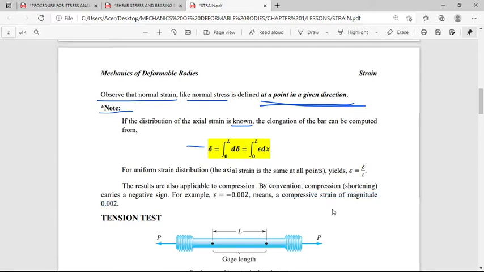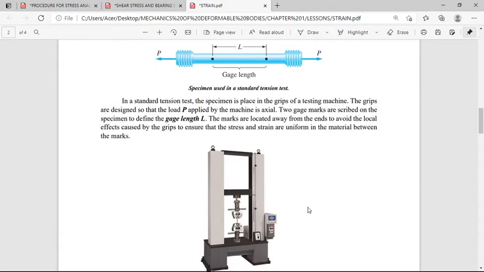Kasi 'di ba ang principle lang naman ng tension and compression ay magkabaliktad. Okay? So sign conventions lang ang naiba. So pwede mo ring gamitin ito kay compression. Ayan. So tatandaan.